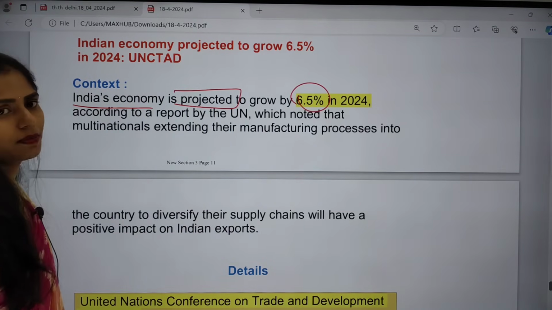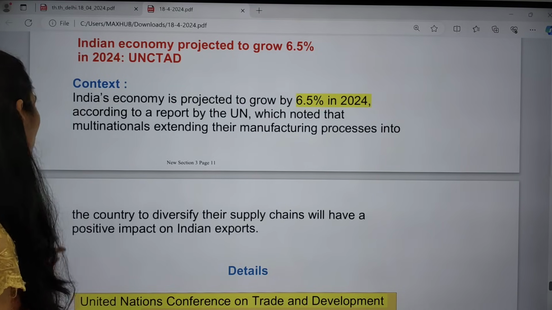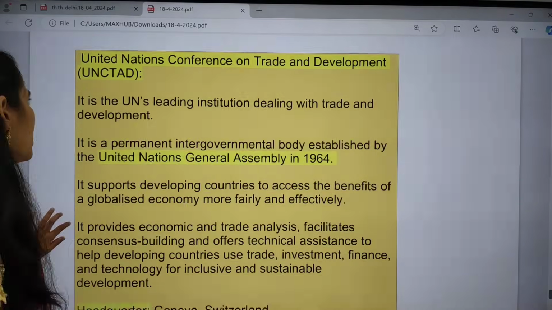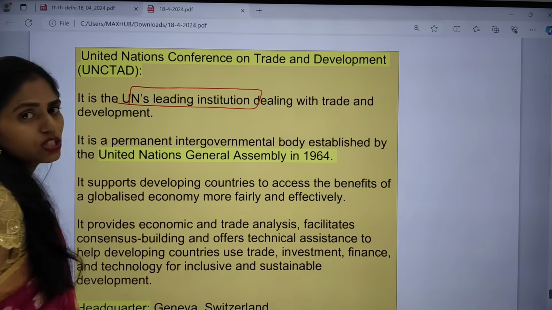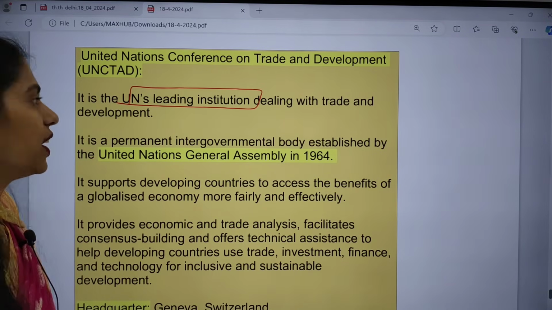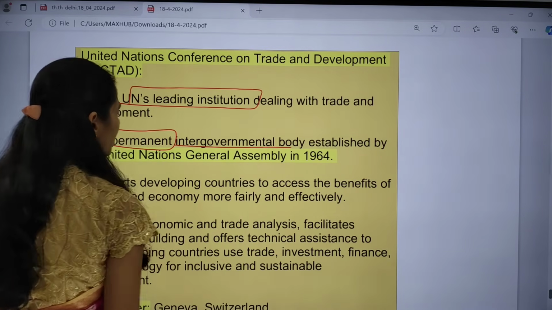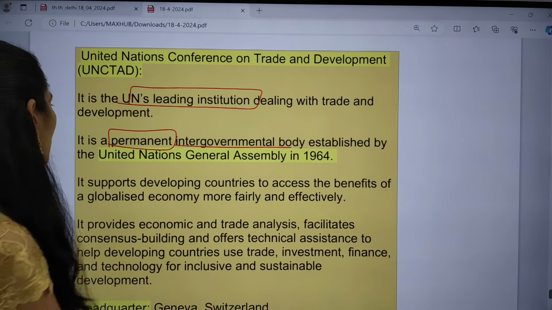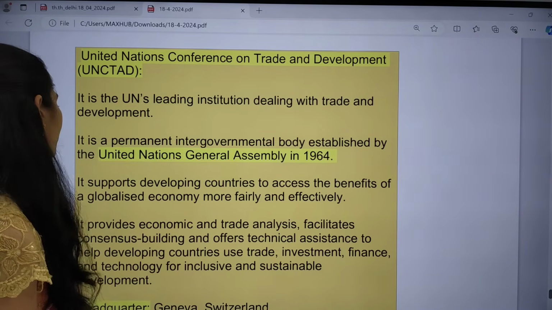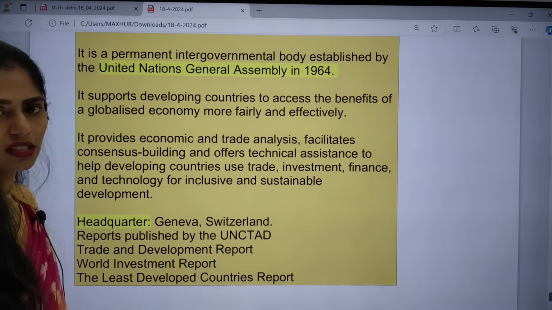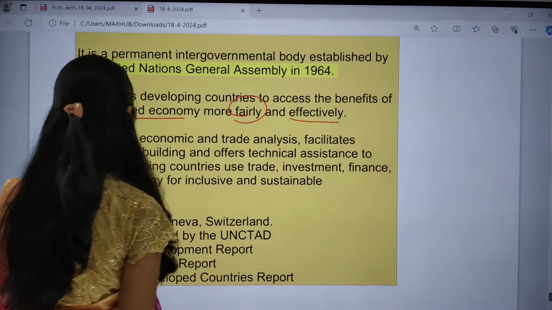This is again the projection of the United Nations UNCTAD, the United Nations Conference on Trade and Development. So what is this UNCTAD? It is a leading United Nations institution, and the name itself says that it deals with trade as well as development. It is a permanent intergovernmental body, established by the United Nations General Assembly in 1964. It supports developing countries to access the benefits of a globalized economy more fairly and effectively.